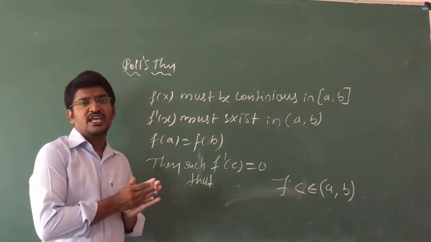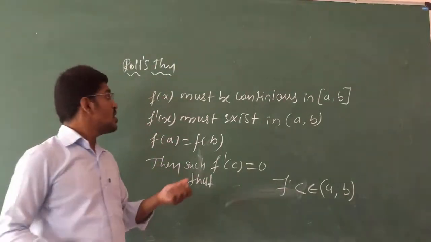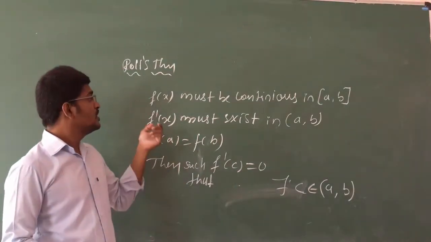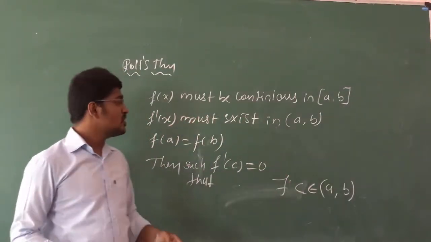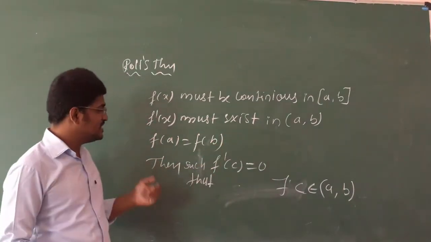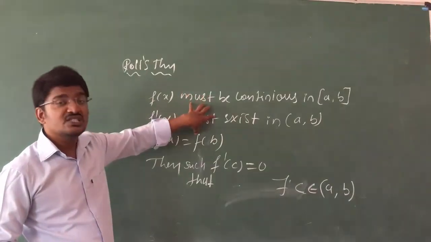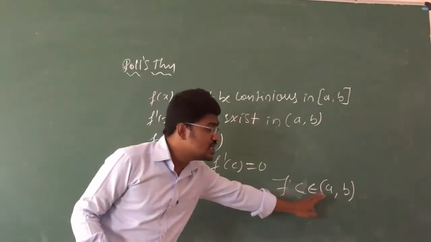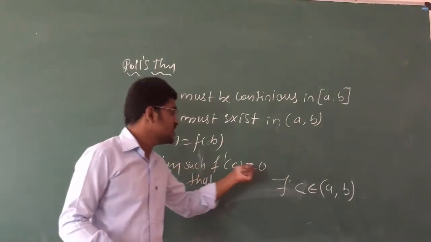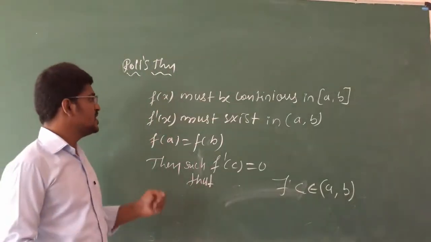Clear? If in the exam they give you one function and ask you to verify Rolle's theorem, you have to check all these conditions. Is it continuous or not? Is it differentiable or not? Is f of a equal to f of b or not? Then if these three conditions are satisfied, there exists c belongs to the open interval a comma b such that f dash of c is equal to 0.